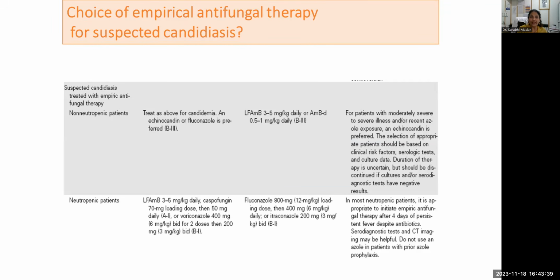So what do the guidelines say? If you have a patient with suspected candidiasis and you want to start empirical antifungal therapy, in non-neutropenic patients you start either echinocandin or fluconazole, depending on the factors which we discussed just now. Liposomal amphotericin B is also an option. On the other hand, in neutropenic patients with a suspected fungal infection, liposomal amphotericin B is the first choice because we want to cover Candida as well as hyphal fungi. However, you can start with caspofungin or even azoles, depending again on the stability of the patient and the highest risk of which infection you are actually suspecting.